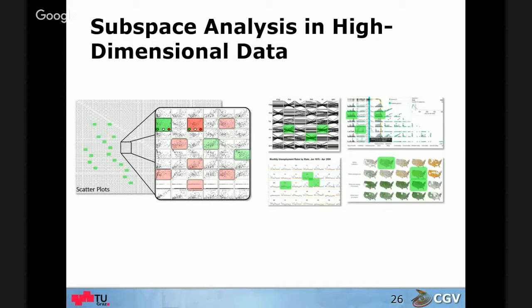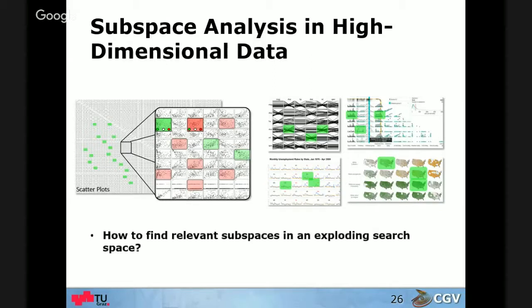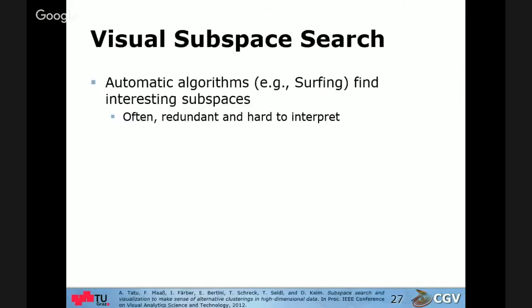So how can we support the searching for interesting or relevant subspaces in an exploding search space? The more dimensions we have, the many more different views we may have, the many more different subspaces we have. And also if we consider the visualization pipeline, where we can set different parameters for generating views, the same applies. Not every view is relevant. There are many views, and we somehow want to help the users to more quickly arrive at views of interest.